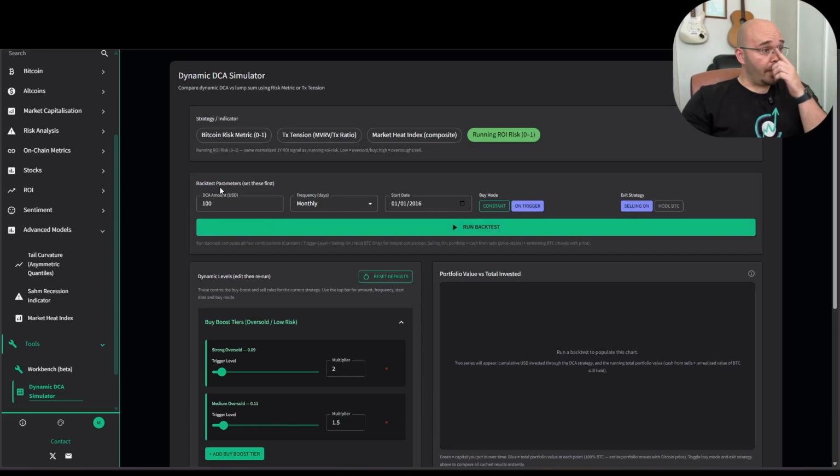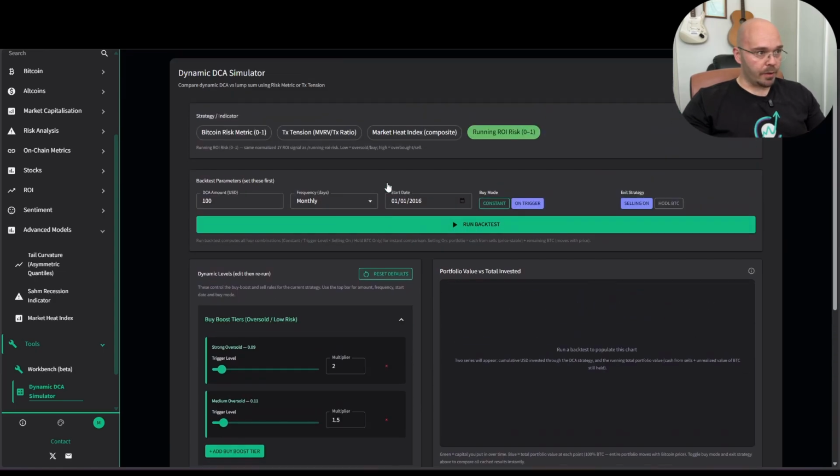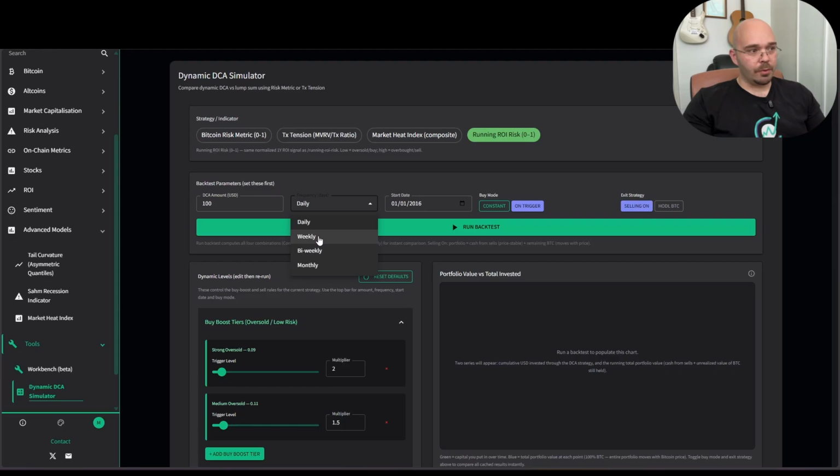So yeah, we've got the backtest parameters section. So we select which indicator we want to use up here. Let's just go for the ROI risk because we're already on it. $100 amount, DCA, dynamic, dollar cost average. Frequency, so I'm poor, so I'll select monthly. You can select daily if you're rich already, at which point why are you in crypto? Or weekly, or bi-weekly, if you swing that way, or monthly. But I'm gonna go for monthly.